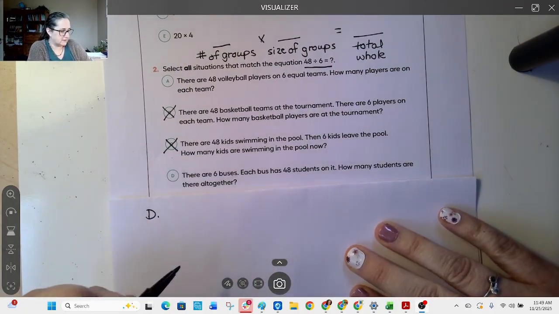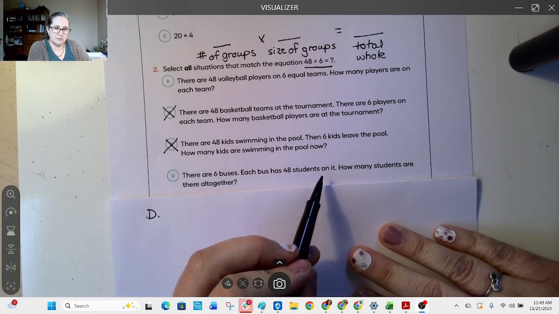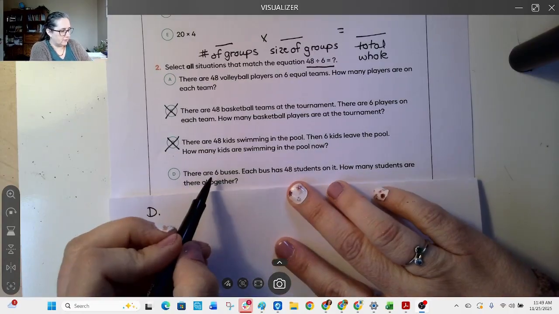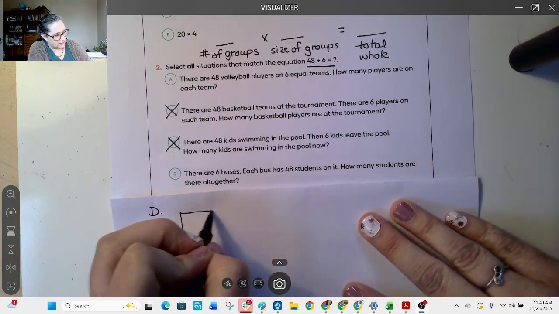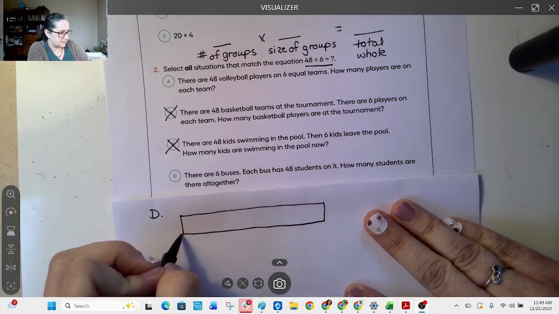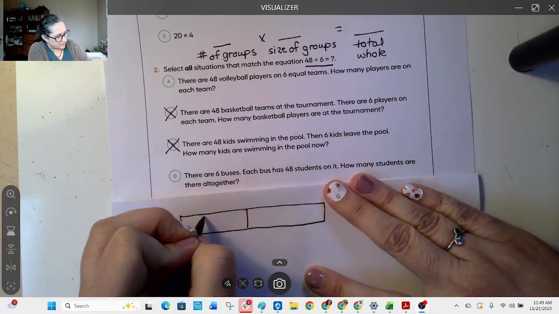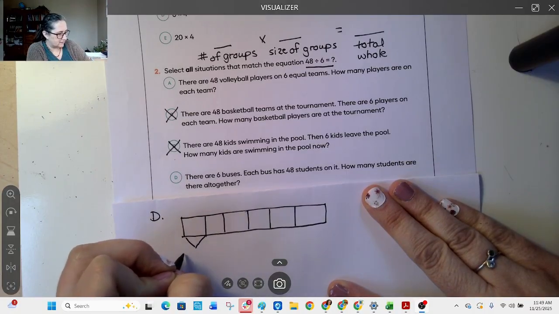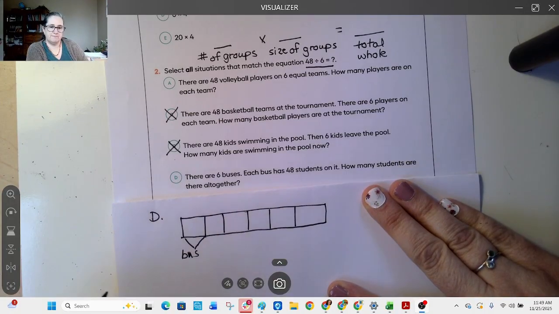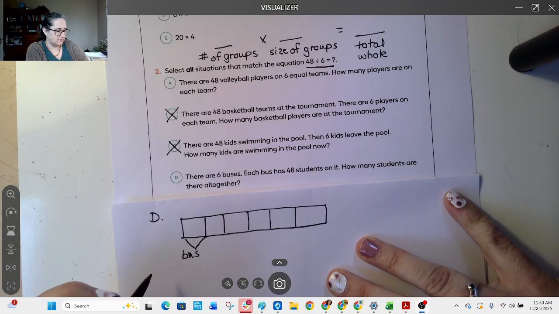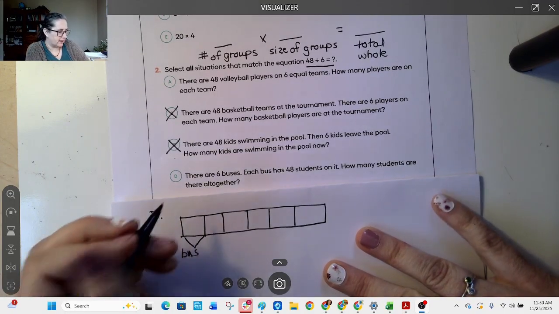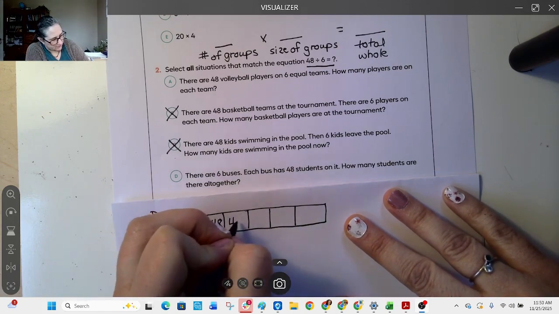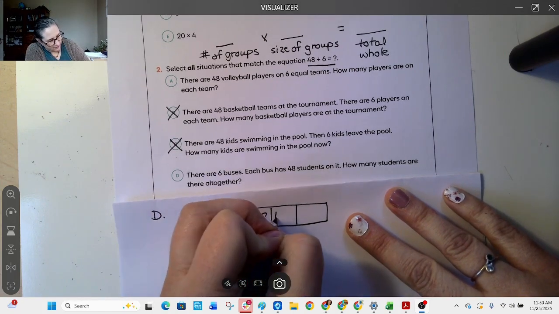In D, there are 6 buses. Each bus has 48 students on it. How many students are there all together? So we know we have 6 buses. So we could draw these as one tape. We could draw 6 different boxes if we wanted to. Either way, we know we have 6 buses. So each one of these is one bus. And there are 48 students on each bus. So to show that in our drawing, we could go back and say we have 48 students in each one of our buses.